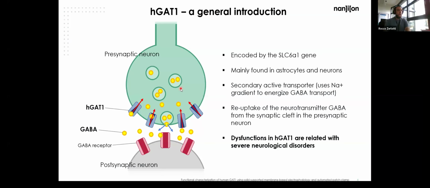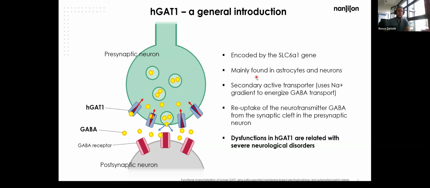Okay, so let's start with the introduction. Here, I guess that for most of the people here, there is nothing new. So the protein is part of the SLC family, which has more than 400 members. The main function of this protein is the re-uptake of the neurotransmitter GABA from the synaptic cleft inside the presynaptic neuron once the signaling is over.